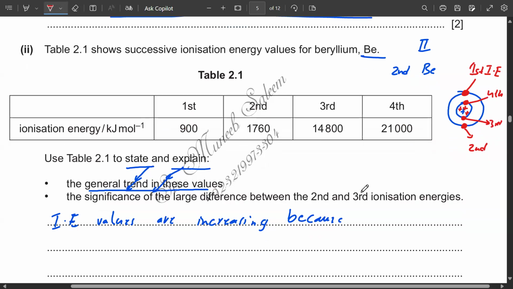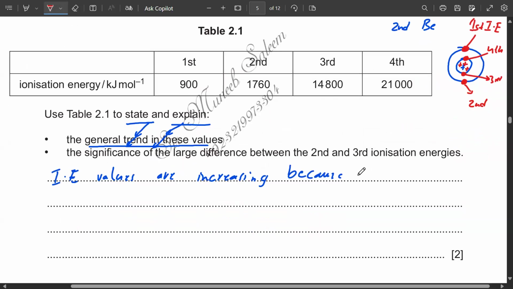You are basically increasing because the positive charge to electron ratio is increasing. Protons are increasing and electrons are decreasing because you are removing the electrons, whereas protons are still there. In other words, you are decreasing the shielding because there is less shielding. How is that?